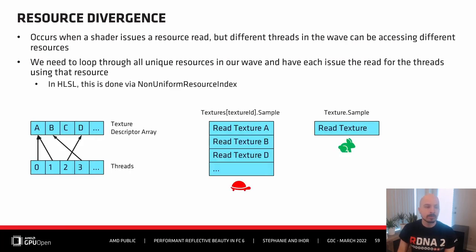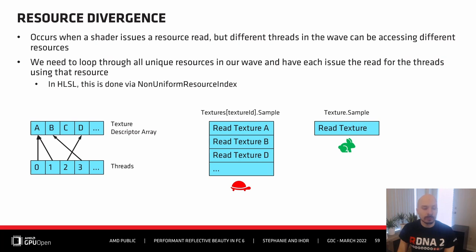The last form of divergence is resource divergence, which occurs when a shader issues a resource read, but different threads in the wave are trying to access different descriptors. From a hardware point of view, when we issue a buffer read or a texture sample, the hardware uses an SGPR to determine the descriptors, meaning that it assumes that the resource we are actually reading is uniform across the whole wave.